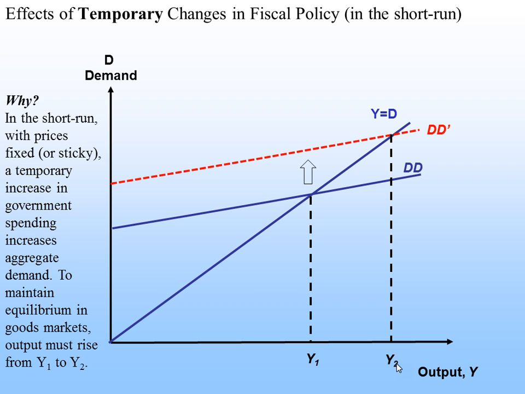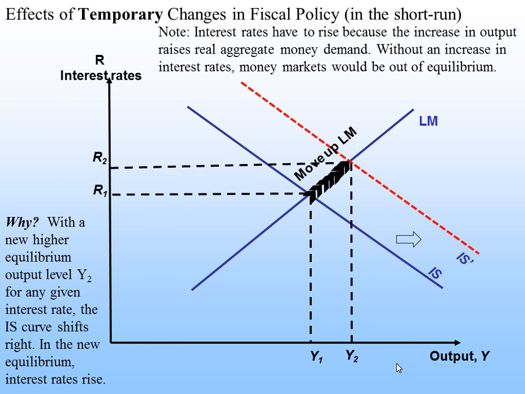So we move from Y1 to Y2. That is what shifts the IS curve. So the IS curve shifts out. For any given interest rate, output is now higher. The economy moves, in a sense, along the LM curve to a new short-run temporary equilibrium, which has higher output and higher interest rates. This is the IS-LM model.